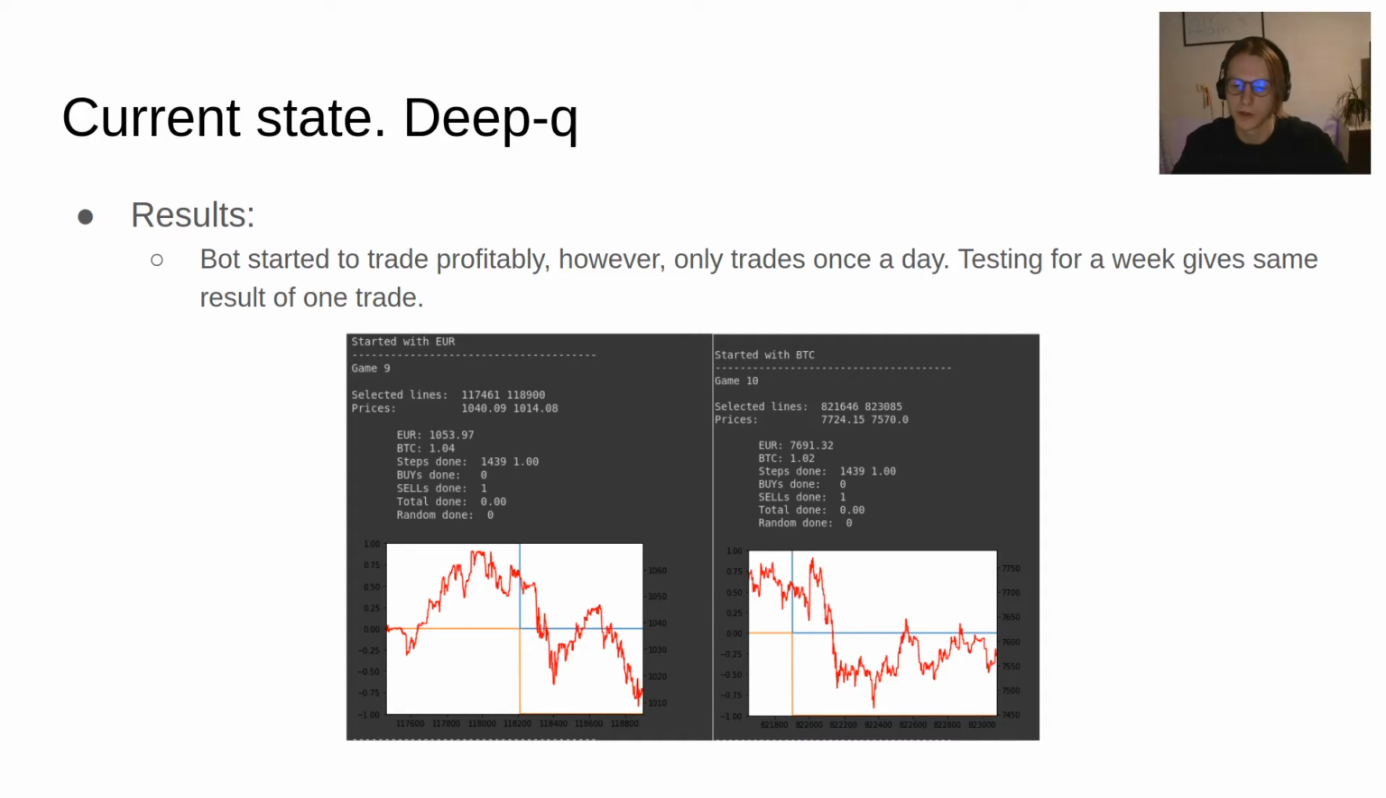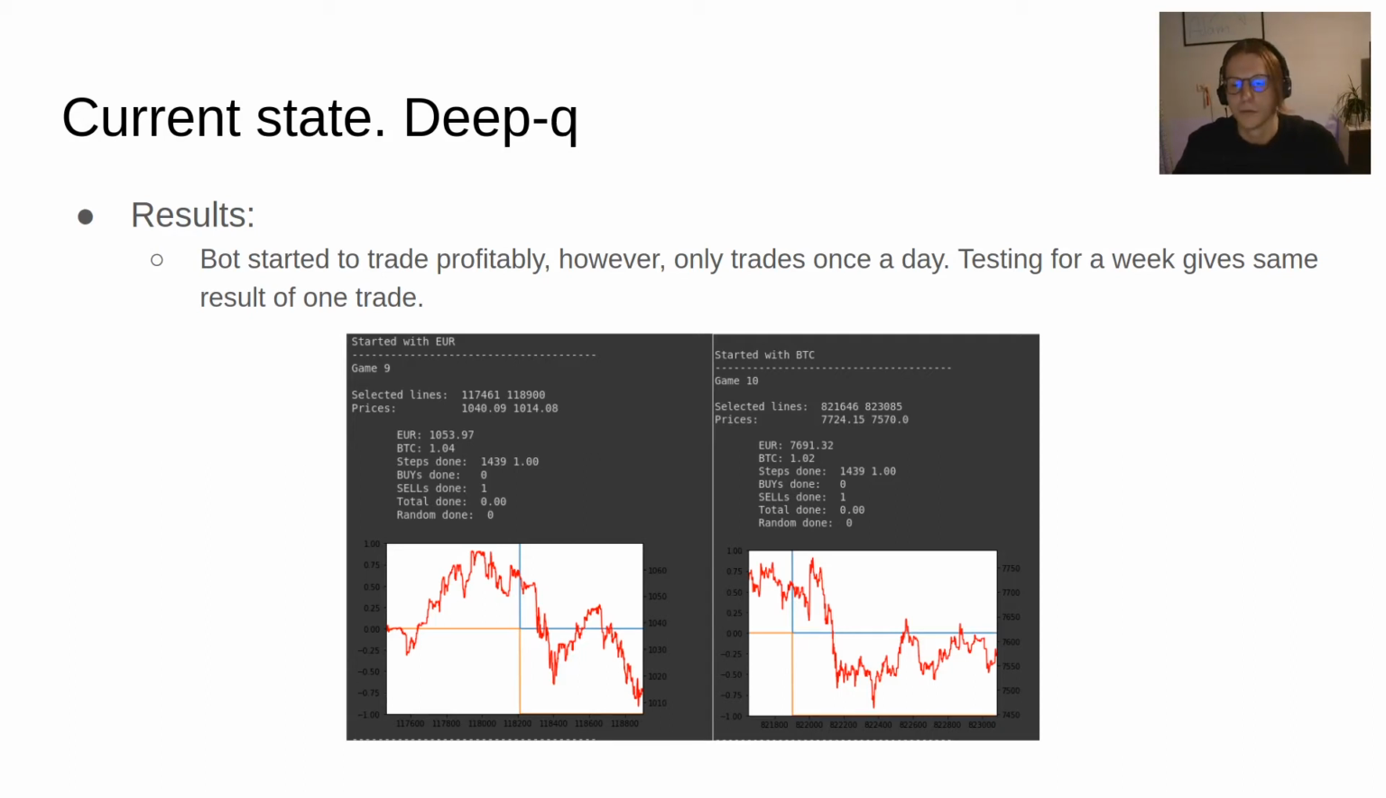But then I tried to test it for a week, for a month, for a couple of months. It still does one trade. And I don't really get why. I have no idea why this thing persists. I think it's somewhat a bug in my code, but I'm still looking into it, and if you have any ideas why, please share in the comments. I'll be really happy if you could get me in the right direction.